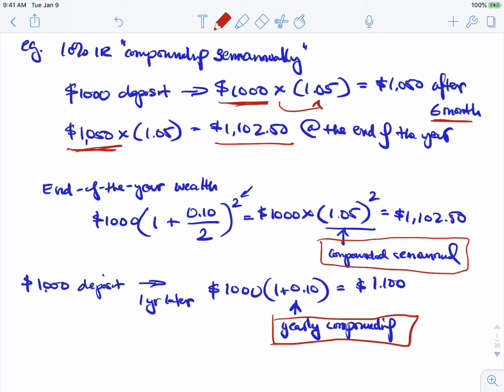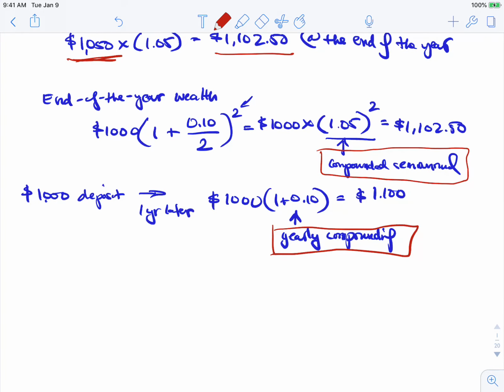Okay. Whereas for yearly compounding, the base is 1,000 and it's being compounded by a factor of 1.1, which is equal to 1,100. Okay. Everyone get that?